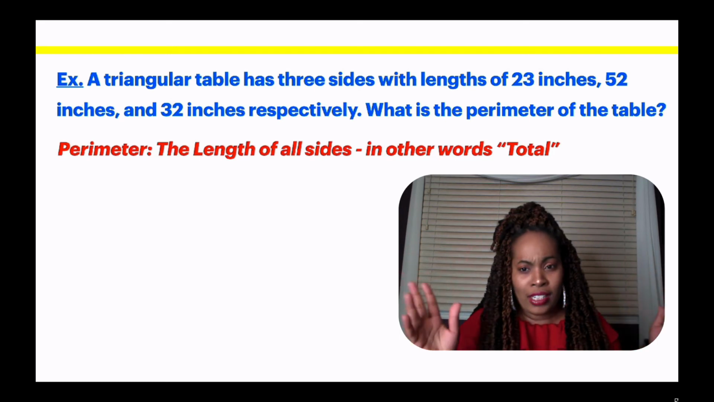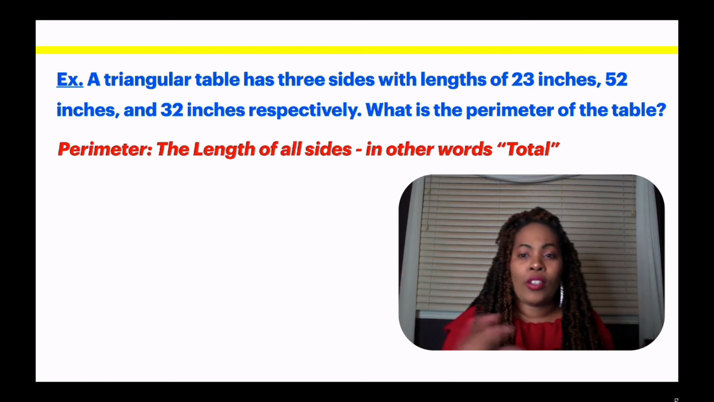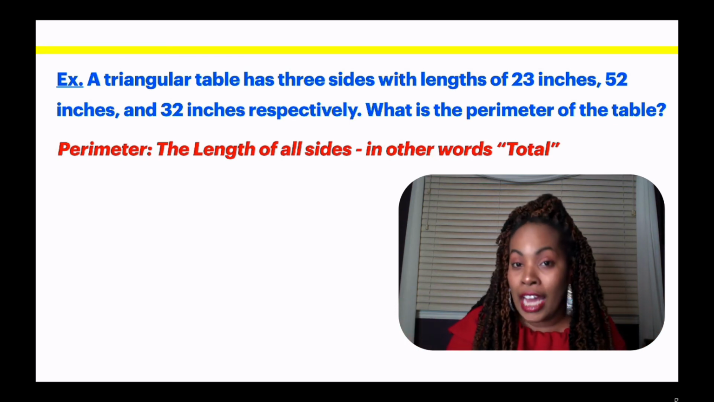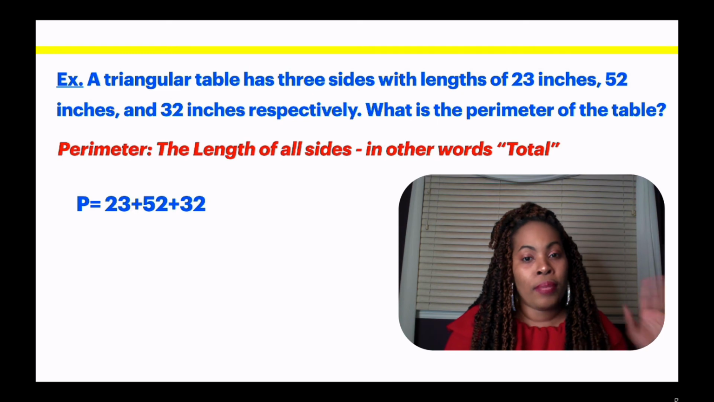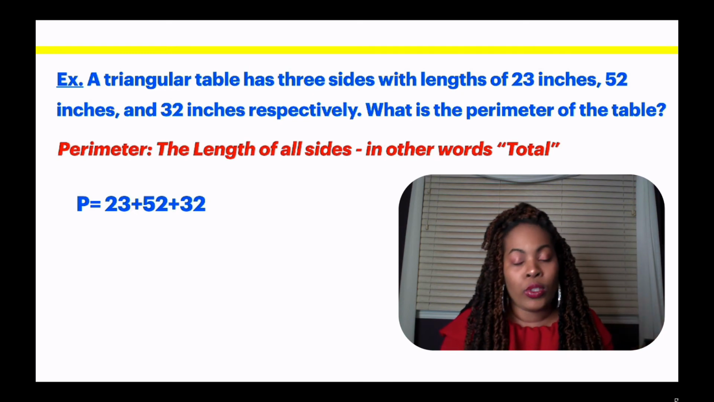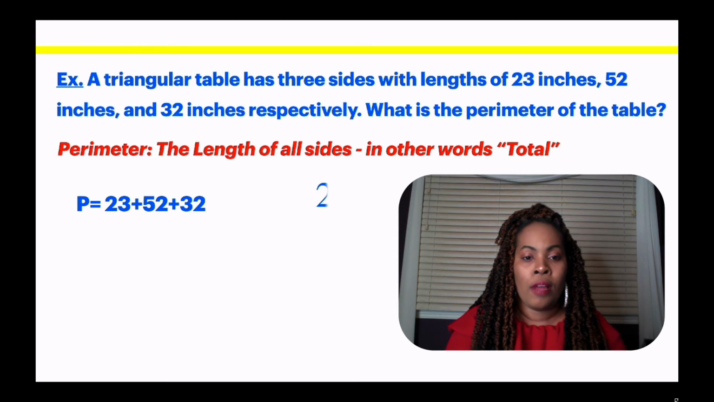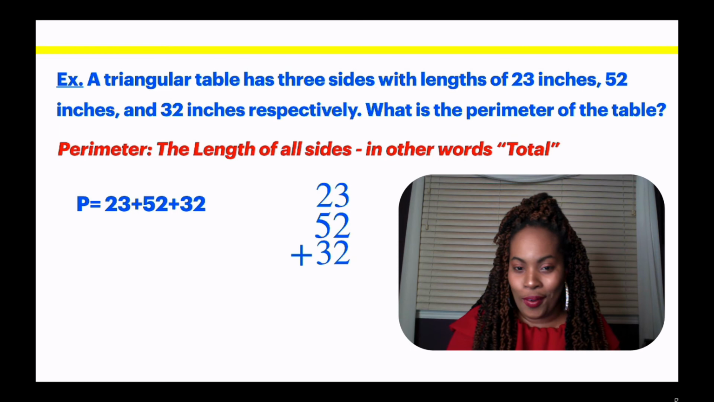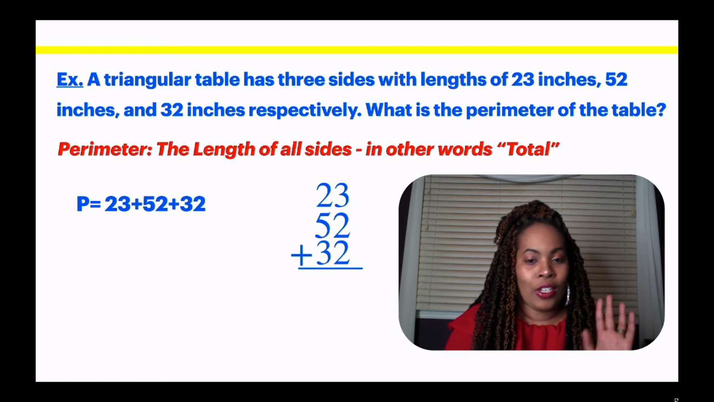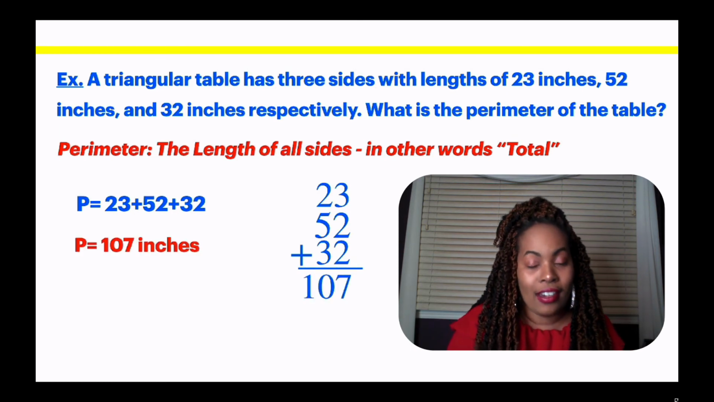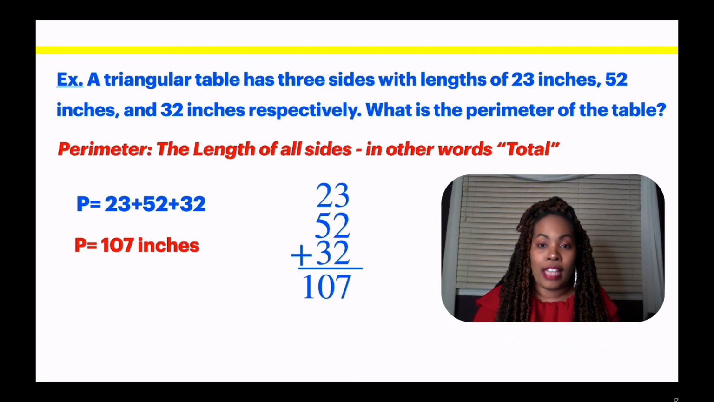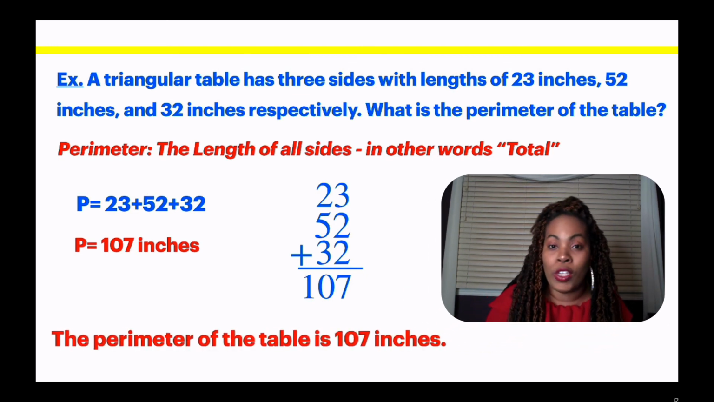So let's rephrase the question. What is the total? So we're talking about the total of the inches around the table, okay? So let's go ahead and add up all those inches. We know P is perimeter, so P equals 23 plus 52 plus 32. But we can write it the long way so that you can add it up nicely in your handy dandy notebook. And once you do that, you should get 107. So it's 107 inches. But again, we'll make sure that we go back and answer their question. What's the perimeter of the table? The perimeter of the table is 107 inches.